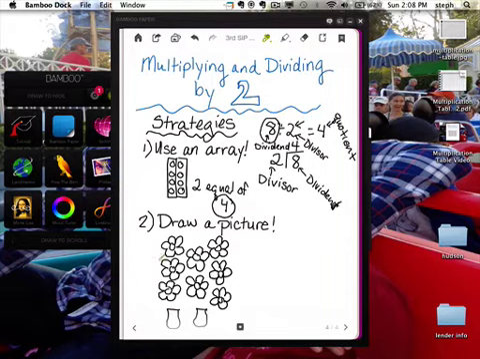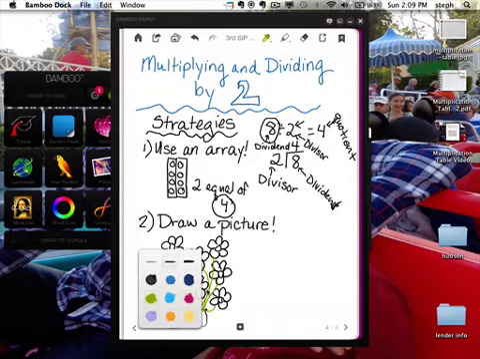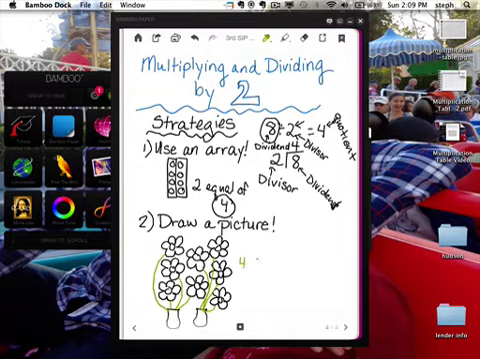So here's 1 flower, 2 flowers, 3 flowers, and 4 flowers. Let's see if I can get 4 over here to make equal groups. 1, 2, 3, 4. So I divide them into 2 vases, and that gives me 4 flowers each.